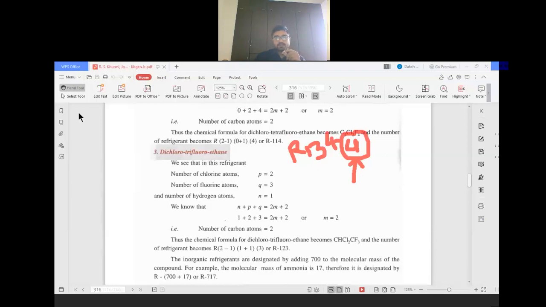And also this rule, that if it is an inorganic refrigerant, how to designate the inorganic refrigerant, that rule is also given, so that we are discussing right now.